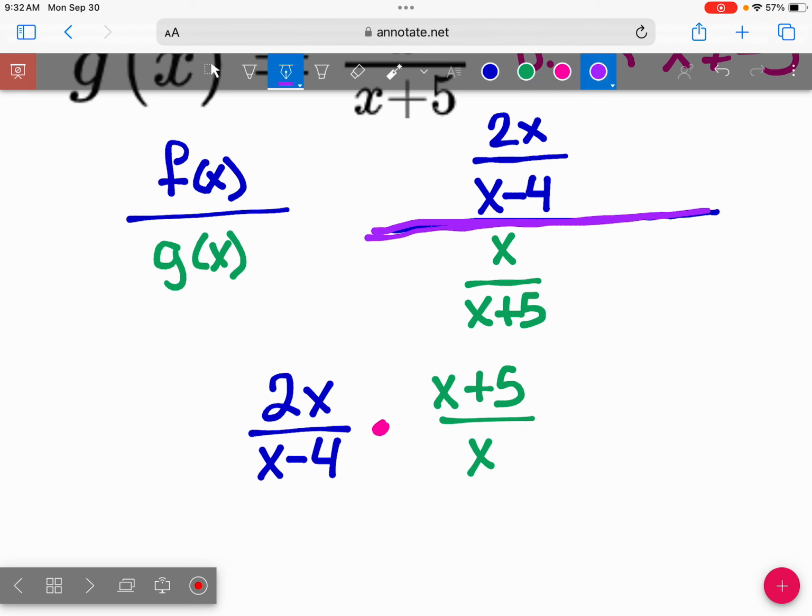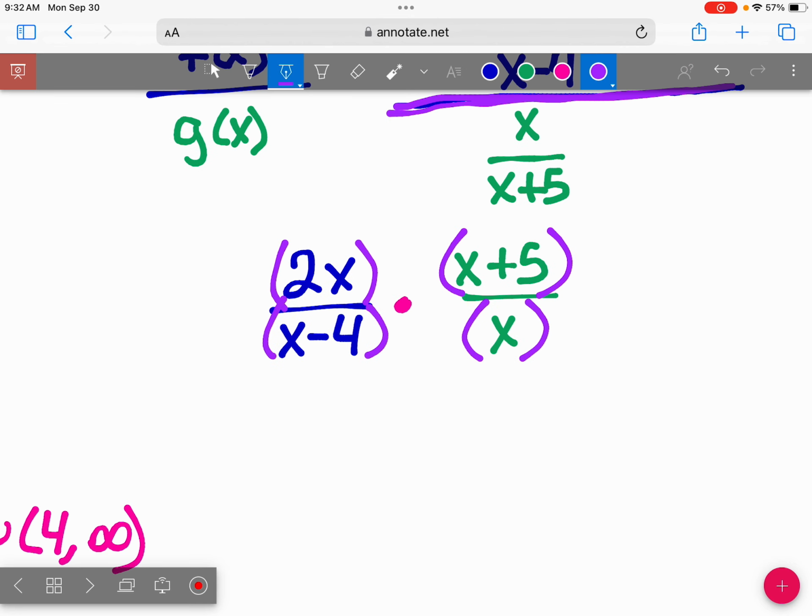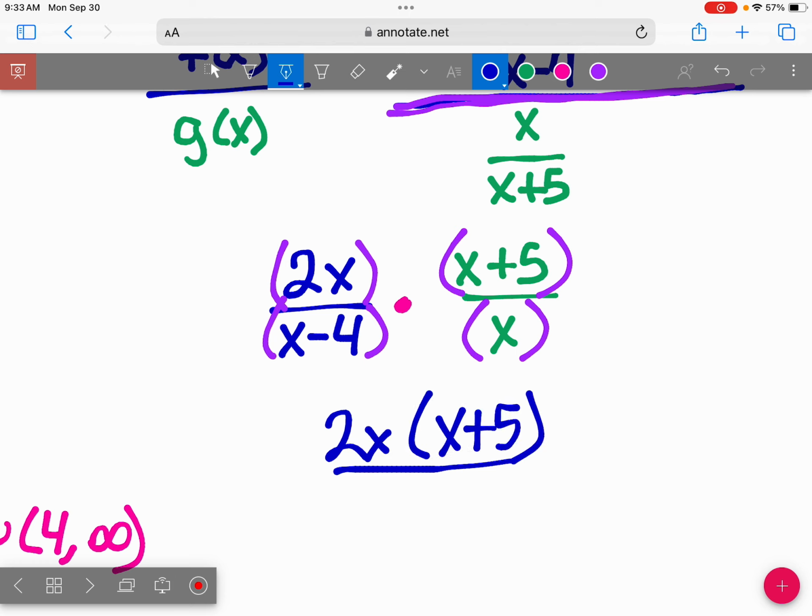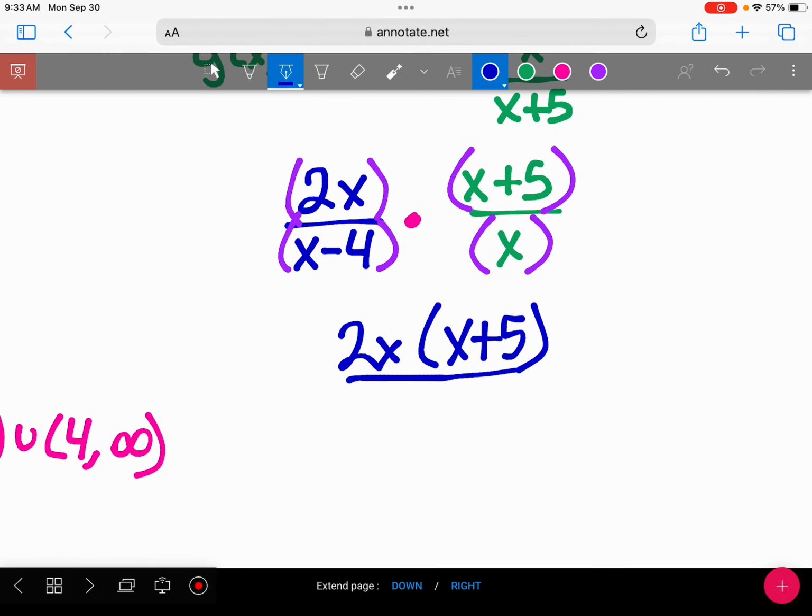Remember, when we are working with these rational functions, we're going to keep things in factored form. So when we multiply, what are we going to get? We're going to keep them in factored form. So we just smash together. So my 2x times x plus 5. It's all in factored form. So if we had anything that canceled out, it would show here. X times x minus 4. We just multiply across.